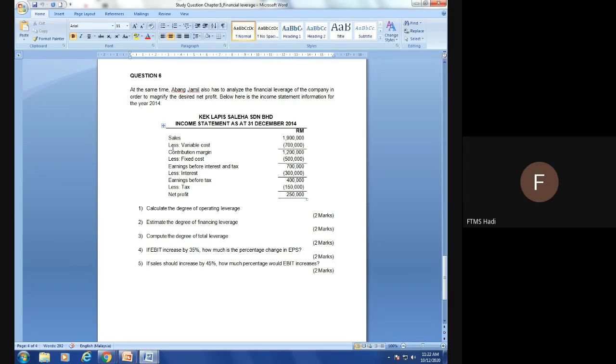We have sales less variable cost become contribution margin, less fixed cost become EBIT, less interest become earnings before tax, and then less tax become net profit. Contribution margin is another term for gross profit. That means the margin or gap between sales and cost of goods sold, which is variable cost. Fixed cost is usually in terms of operating expenses, because sometimes you need to pay a fixed amount every month or every year. So the first question is to calculate the degree of operating leverage.